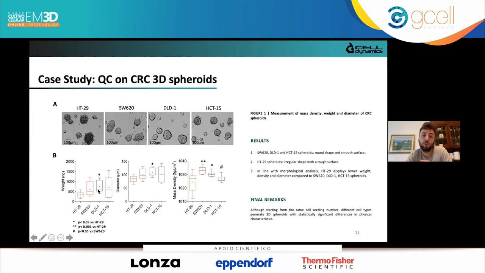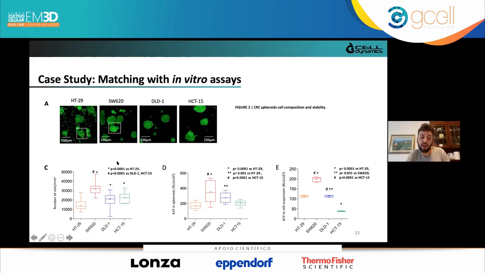If we look at the graph, we will see that HT29 creates spheroids with lower weight, diameter, and very heterogeneous density compared to the other three cell lines. That's why they are consequently discarded for the rest of the study, because we are evaluating NK cells infiltrating inside the spheroid, so we are selecting the most compact spheroids. We decided that the three other cell lines, SW620, DLD1, HCT15, are most suitable for the purpose of this study. If we look at the graph on the right related to the mass density, we see this trend, and it is very interesting because if we keep in mind this graph, you can see that we have obtained a similar trend when we also count the number of cells composing the spheroid.